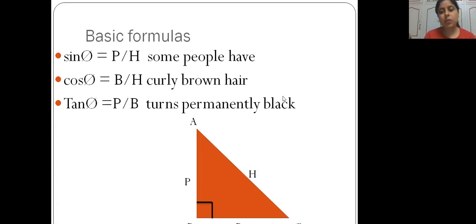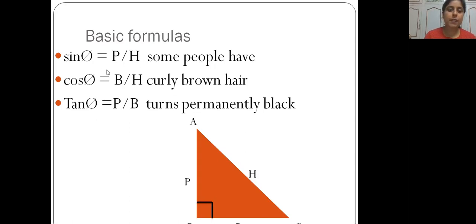And the short trick to learn these formulas is: some people have curly brown hair turns permanently black. That means some people have: S for sin theta, P for people, P for perpendicular, H for have, H for hypotenuse. Similarly, curly brown hair: C for curly, C for cos theta, B for brown, B for base, H for hair, and H for hypotenuse. And similarly, turns permanently black: T for tangent, P for permanently, P for perpendicular, B for black, B for base.